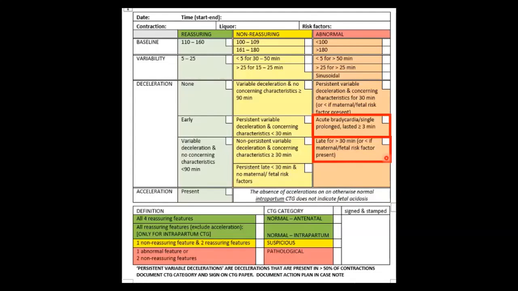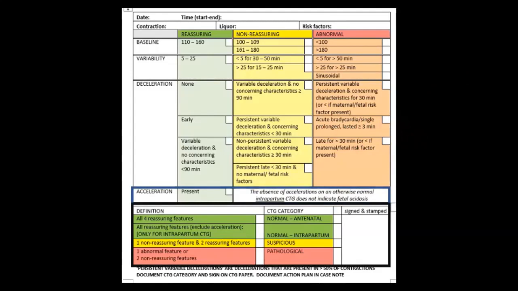Then next, you also want to see whether there is any acute bradycardia, or whether there is any prolonged deceleration. So if it is less than 3 minutes, straight away it is already abnormal. Okay, so the variable deceleration. I'll come back to this.